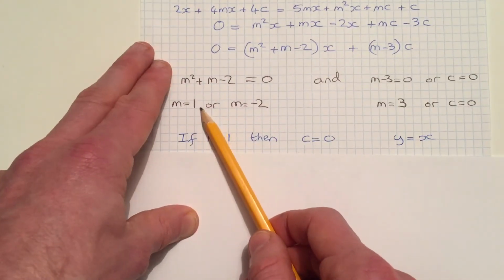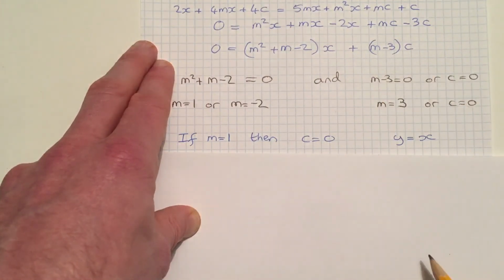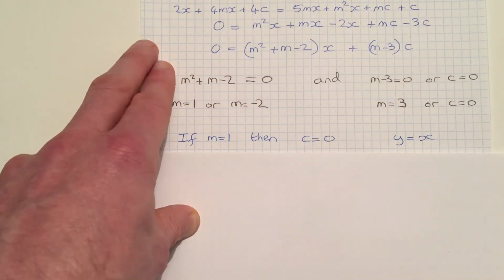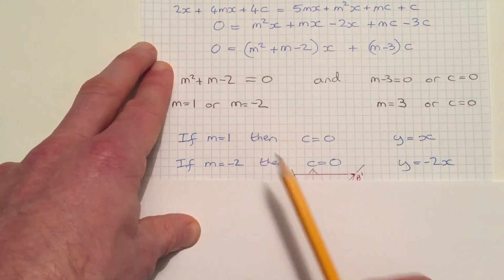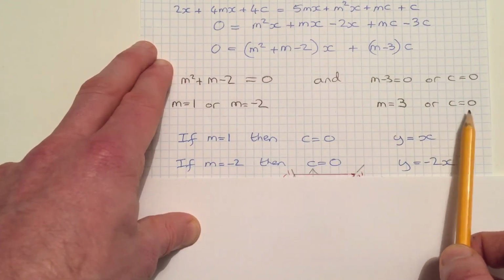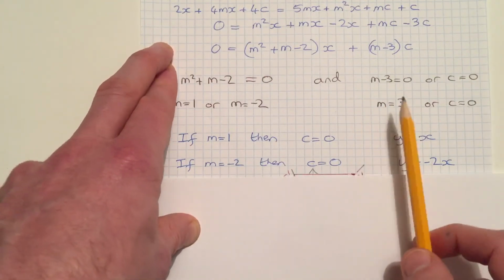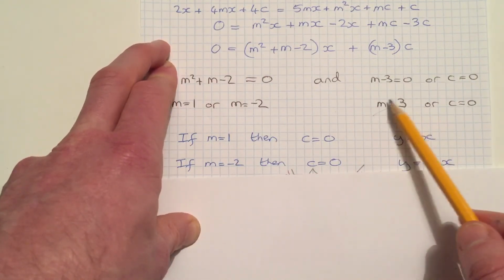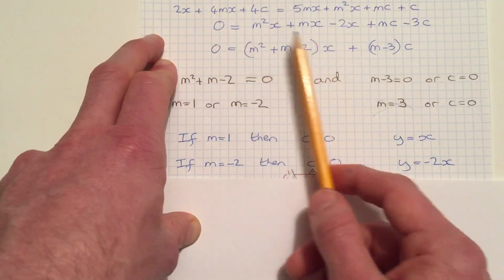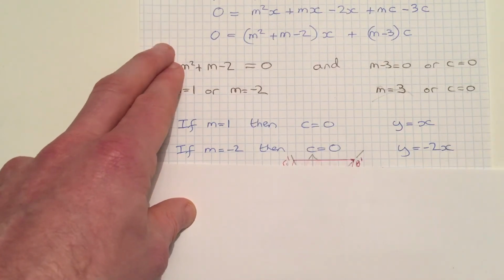So if m equals 1, then it can't be 3, and so to make this 0, c would have to be 0. So the line y equals 1x plus 0 will just be y equals x. If m equals minus 2, then again m can't equal 3. Therefore c would have to be 0. So we get the line y equals minus 2x. This m equals 3 in this case here is pretty redundant because m can't equal 3, because this would never equal 0 if it did. So we've got two invariant lines here.